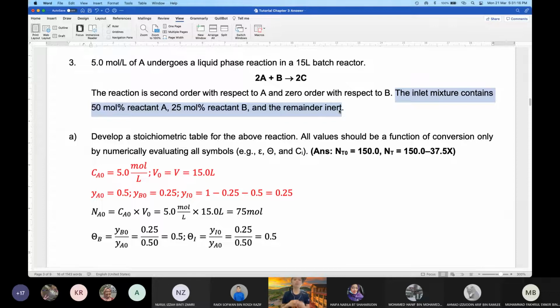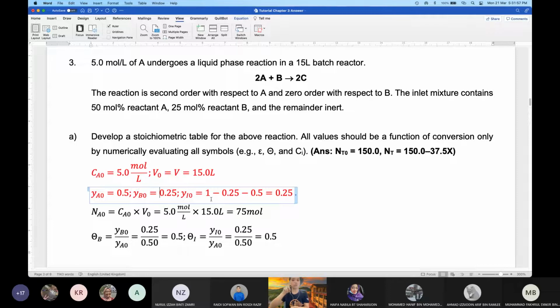Tapi kamu kena ingat, although you are given in terms of percentage, as I told you, sama macam conversion. You are given in percentage, you must convert into fraction. Maka, we write it as YA0. So, kalau kamu forget apa tu YA0, Y refers to mole fraction, A refers to compound A, 0 refers to initial. Kan dia kata sebab ni adalah inlet mixture kan. So, initial mole fraction of A, 0.5. Initial mole fraction of B, YB0, 0.25. Initial mole fraction of inert, YI0, also 0.25. How you get 0.25?